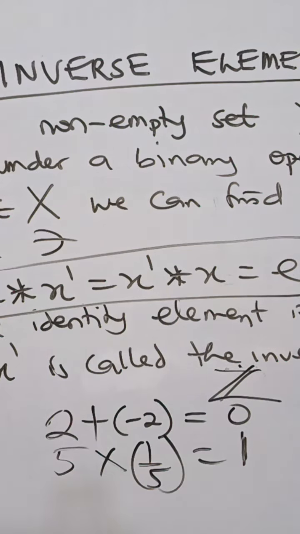We have established that fact in our previous video, that under addition, 0 is the identity element, and under multiplication, 1 is the identity element. So that is how to find the inverse element. Any element you relate with a particular element to get the identity is called the inverse.